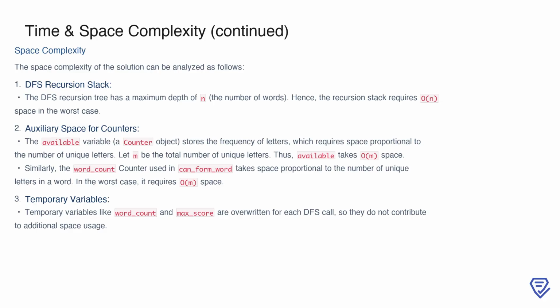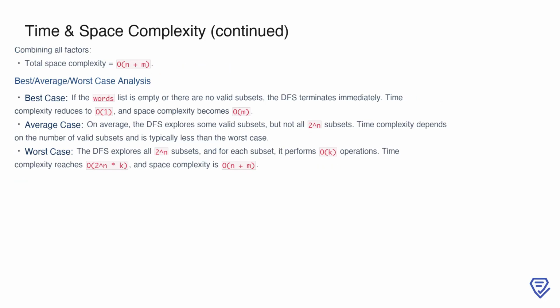Temporary variables like word_count and max_score are reused during each DFS call, so they do not add to the overall space complexity. These factors together determine the auxiliary space usage of the solution. When we combine all these factors, the total space complexity of the solution is n plus m.